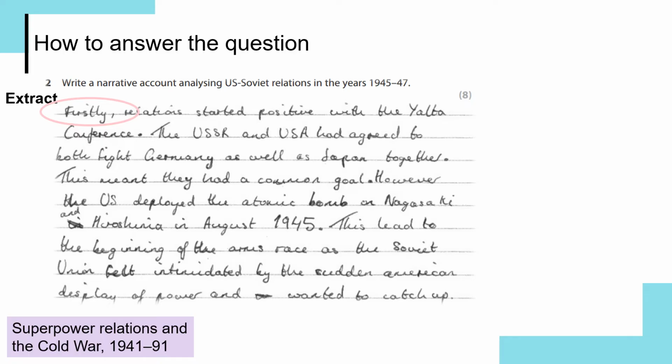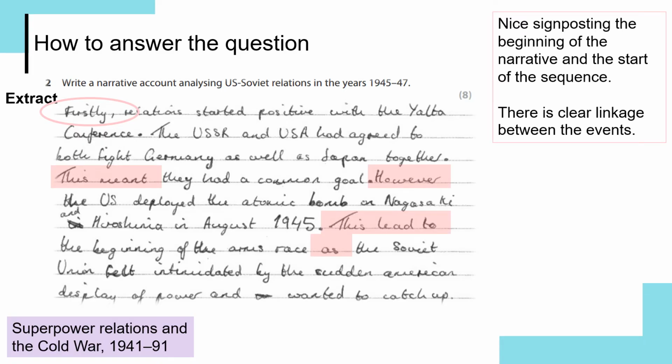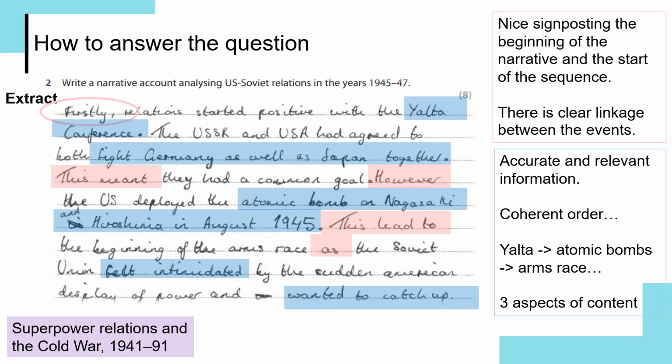Now let's look at how the narrative has been linked together. They've used some really clear analytical linking phrases here in their answer. This meant that they had a common goal. However, the US deployed the atomic bomb. This led to the beginning of the arms race as the Soviet Union, etc. This shows a real clear linkage between the events.